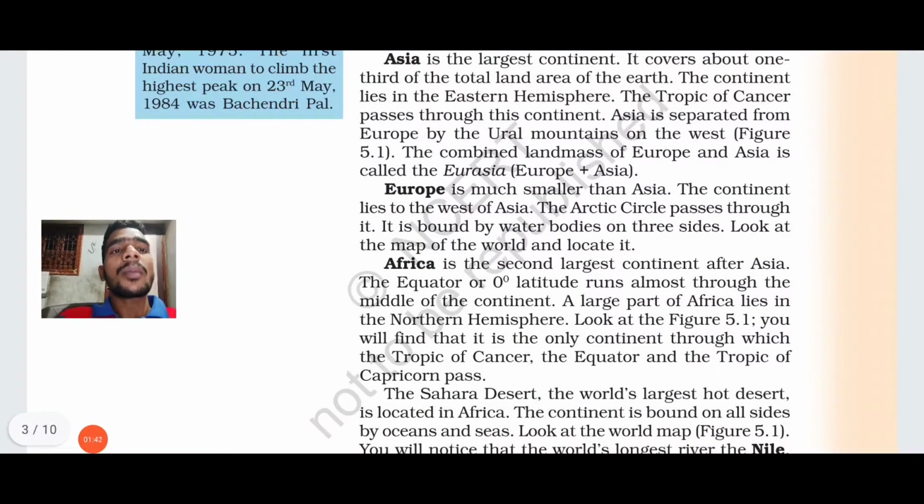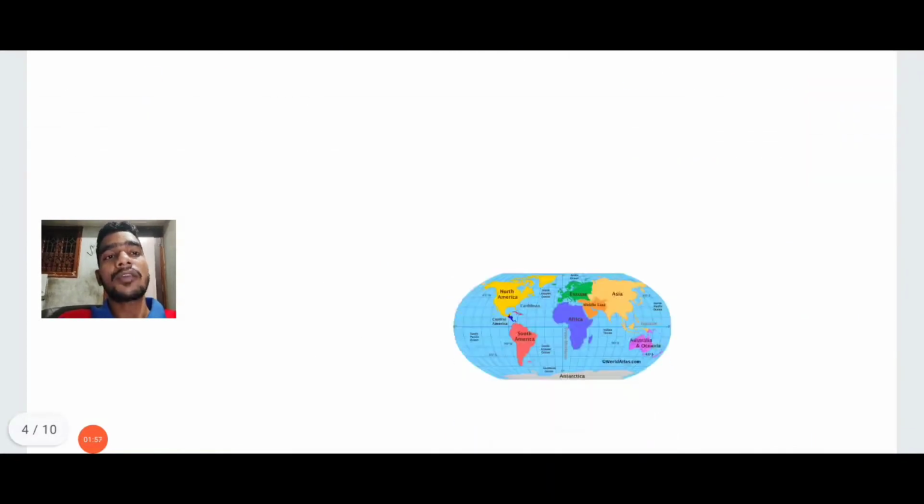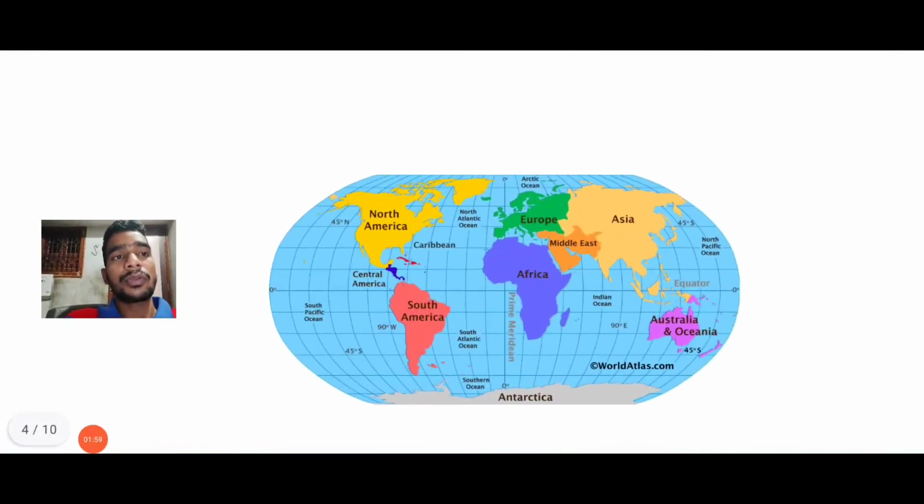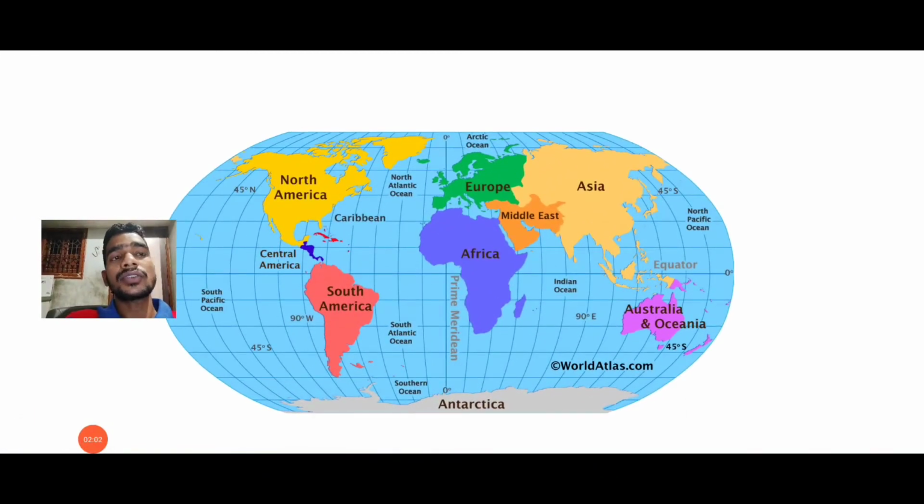Secondly, we'll talk about Europe. Europe is much smaller than Asia. The continent lies to the west of Asia, and the Arctic Circle passes through it. It is bound by water bodies on 3 sides. So let us see the Europe continent. You can see that all 3 sides of Europe are surrounded by water, and the 4th part of Europe just shares its border with Asia and Middle East Asia. Okay, that's it for Europe.